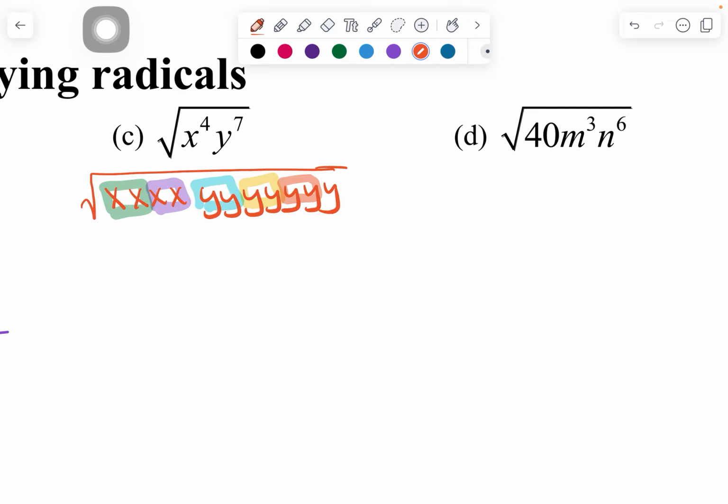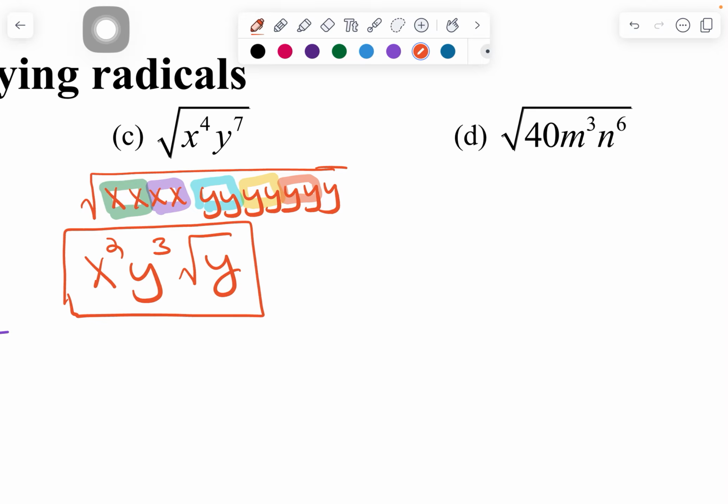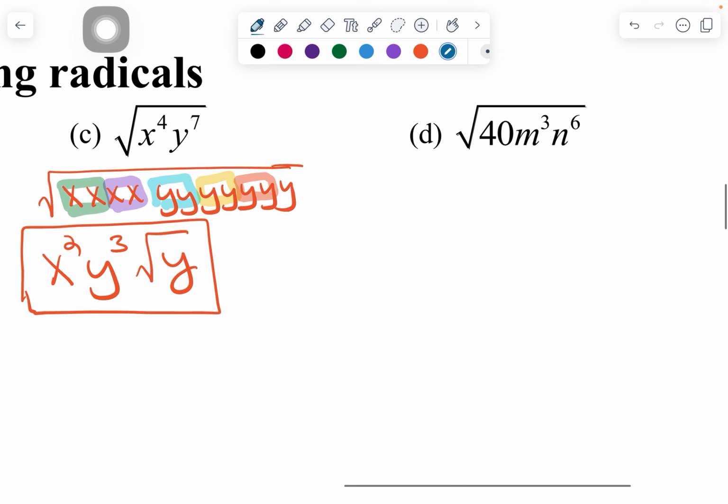So if we collect this now, how many x's do we have paired up? Well, we had 2 pairs of them, so that's going to be x squared. How many y's do we have paired up? 1, 2, 3 pairs of y's, so y cubed. And what didn't pair up is going to stay underneath the root. Ta-da! All right, let's do part D here.